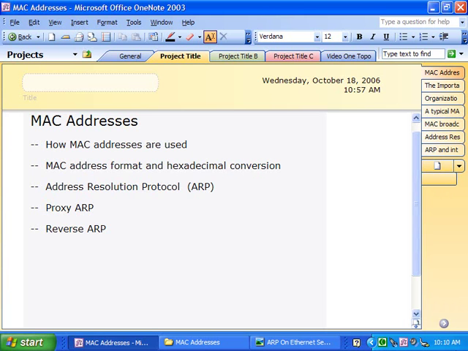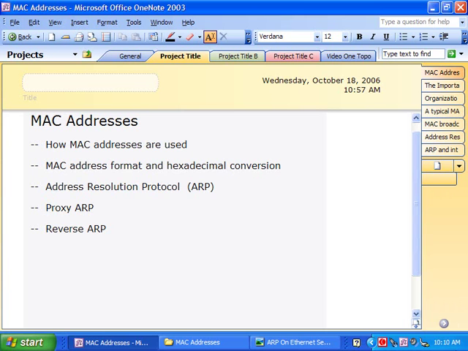And we'll talk very briefly at the end about reverse ARP. Reverse ARP is almost extinct, not quite yet, so you still need to know what it does. But if you are familiar at all with DHCP, you'll see very quickly the similarities between the two.